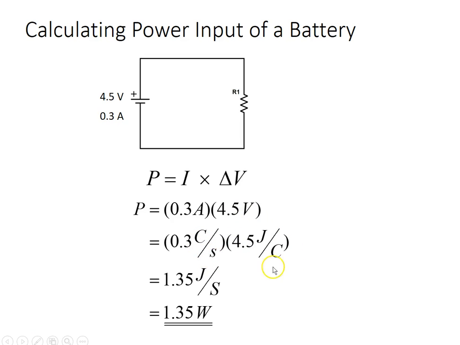And the potential difference, the voltage difference across the battery, is 4.5 joules per coulomb. Hopefully you'll see that the coulomb here and the coulomb here will cancel, and we're left with joules per second. 1.35 joules per second. And of course a joule per second is a watt. So that is 1.35 watts. That's how you get the power input of the battery, and that would be equivalent to the power output of the resistor.